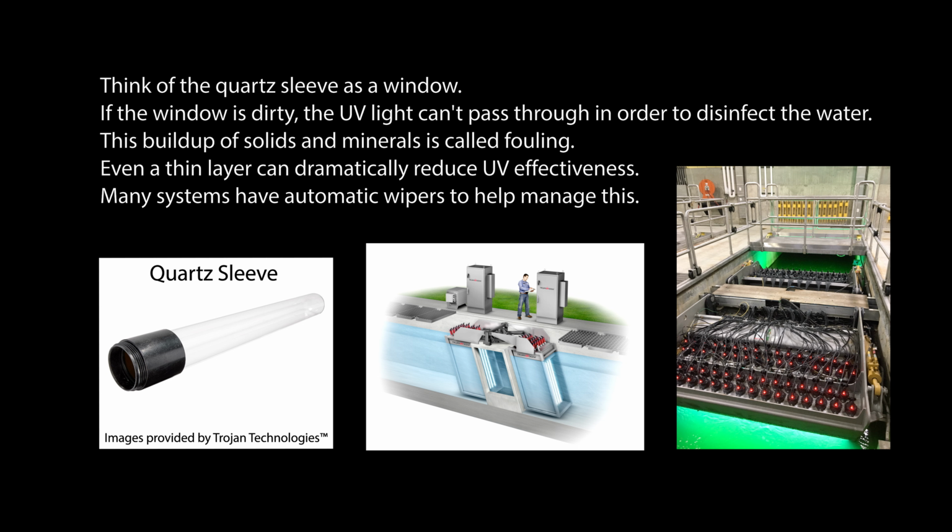Just like how hard water stains appear on shower doors, over time, minerals and solids in the effluent build up on the outside of these quartz sleeves, which we refer to as fouling. This fouling blocks the UV light, basically putting a shade over your lamps. If the sleeves are dirty, the system isn't reducing pathogens effectively, no matter how powerful your lamps are. While you eventually have to replace the UV bulbs, they have a lifespan of thousands of hours, so you don't do it very often. But keeping those sleeves clean is a constant and critical task.